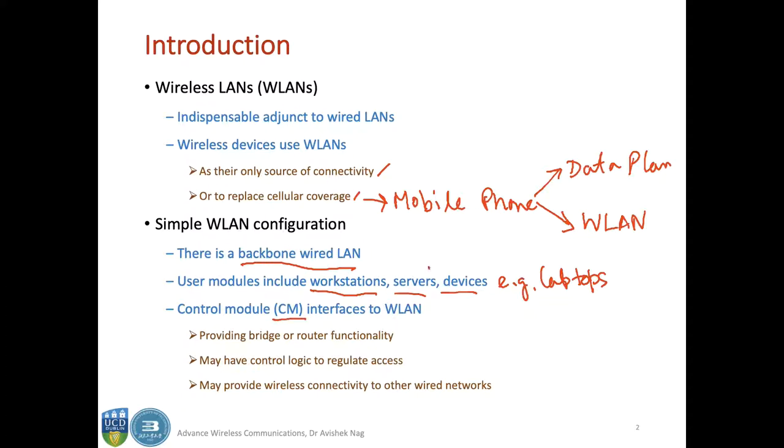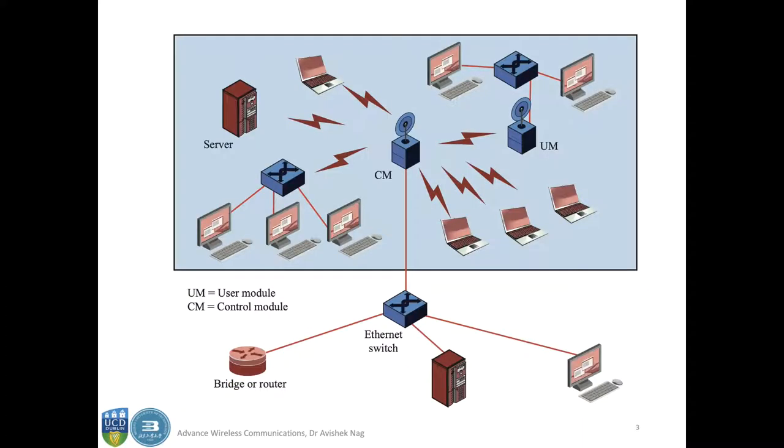It will be clear from this picture. You have a control module that is connected to the backbone LAN using an Ethernet switch, and this control module provides connectivity to all the other devices that are connecting to this wireless LAN. Usually this control module, in your day-to-day example, is the access point that you might see in your campus. In different buildings you have an access point which provides you the wireless connectivity to each of your devices.